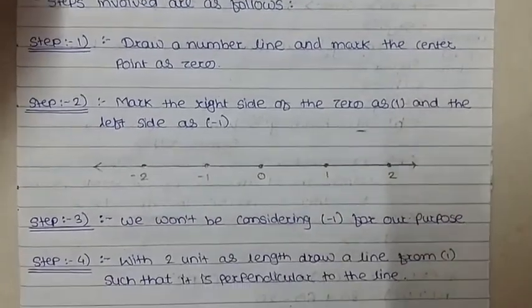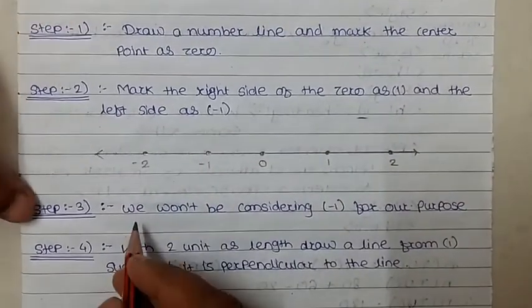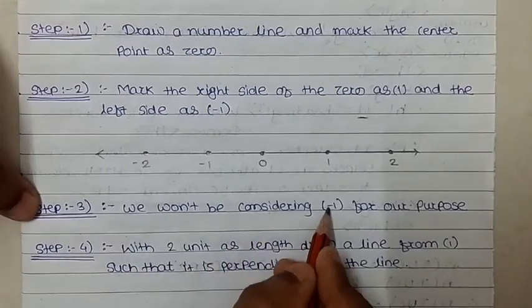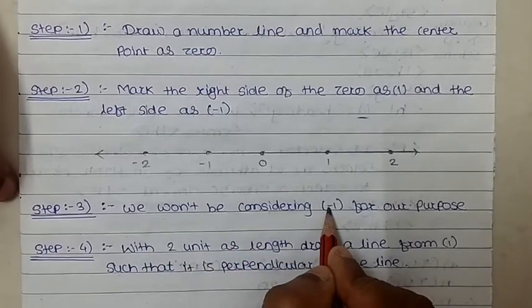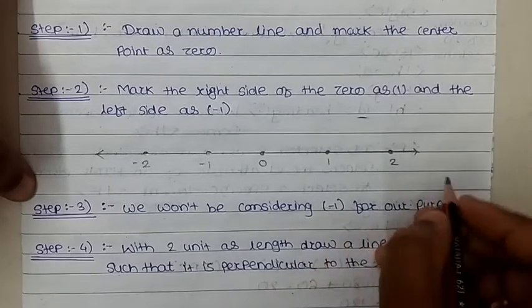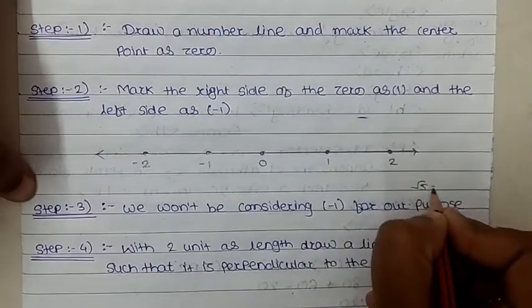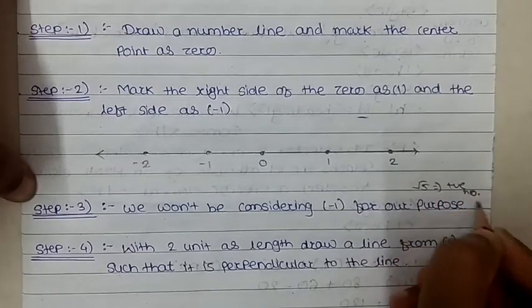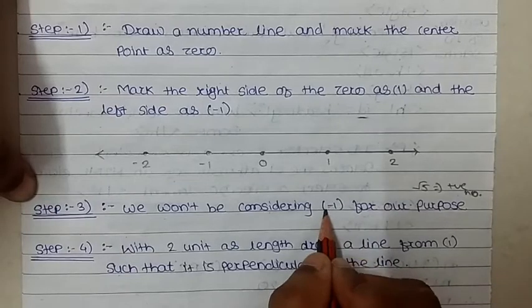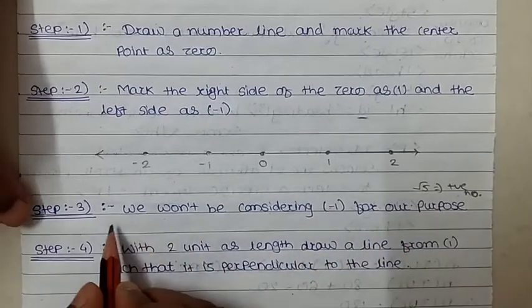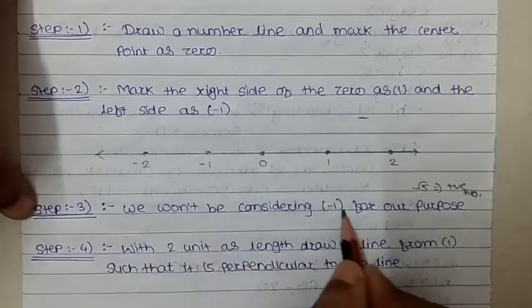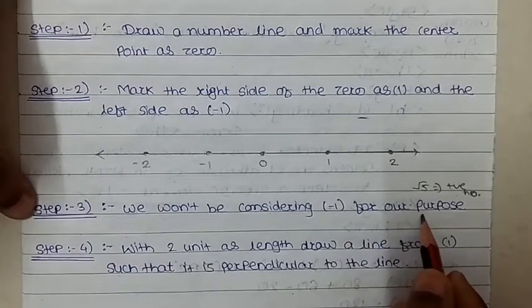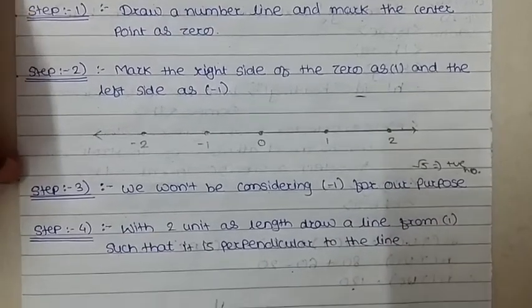Next is step number 3. We won't be considering -1. Why? Because the given number, root 5, is a positive number. Correct? Root 5 is a positive number, so there is no need to consider -1 here. Clear? So we write that we won't be considering -1 for our purpose.